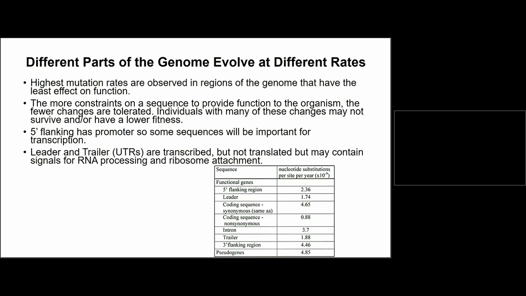The leader and the trailer that you see here, these are the untranslated regions. And then we have introns, and we have pseudogenes. So you can look at this chart to figure out what are the regions of a particular gene or the regions of the genome that are more able to be mutated over time. Now remember, mutations are just happening, but some of them are going to be able to remain in the population, and some are going to be lost because they're detrimental.